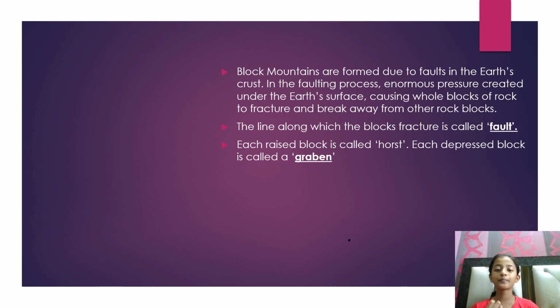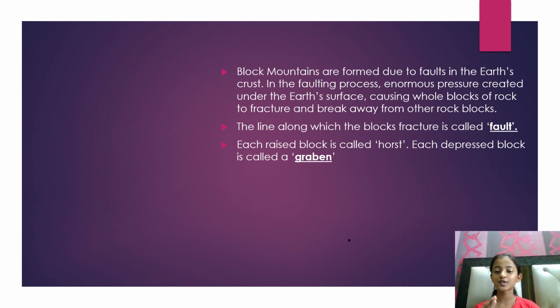Now when the faulting process occurs, too much pressure is created under the Earth's surface, causing whole blocks of rocks, that means whole rocks, to fracture and break away from other rock blocks. They fracture, they break, and then they form the block mountains. That's how the faulting process takes place.